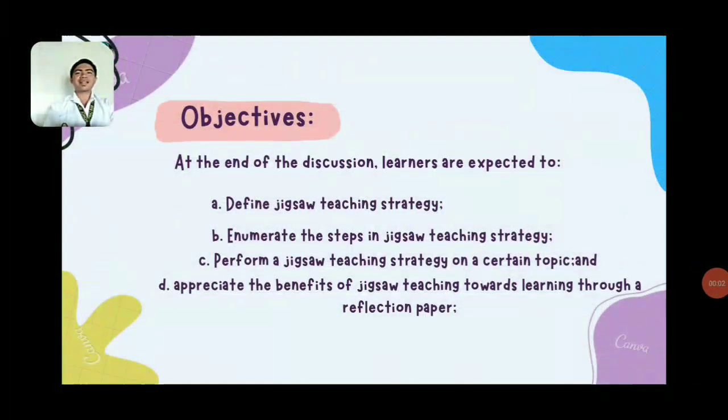So before anything else, let me present to you the learning objectives of this learning session. At the end of the discussion, learners are expected to define Jigsaw teaching strategy, enumerate the steps in Jigsaw teaching strategy, perform a Jigsaw teaching strategy on a certain topic, and appreciate the benefits of Jigsaw teaching towards learning through a reflection paper. Class, always remember that these objectives will be realized if all of us here will fully cooperate and participate up to the end of this video discussion.